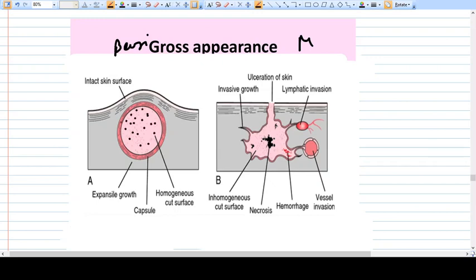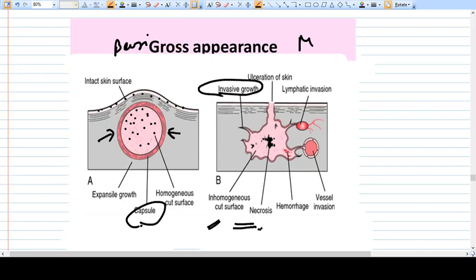It compresses the surrounding tissues, so it makes just like a capsule. It may not be the true capsule of this mass, but it compresses the surrounding tissue, and this surrounding compressed tissue just acts like a capsule here. The skin you see here is intact because it does not invade. While you see here the malignant one, the shape is distorted; it's invading, its invasive growth is there.